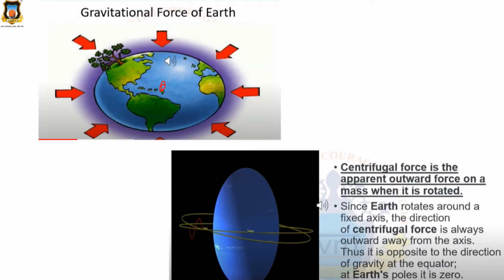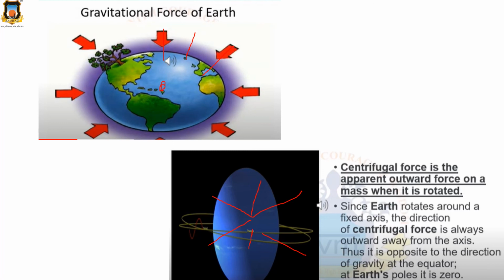And what is centrifugal force? Centrifugal force is the apparent outward force. When the earth is rotating, the force which is thrown out is in the opposite direction. You can see the gravitational force is like this over here, but the centrifugal force is like this. It is in the exactly opposite direction. Clear? So it is the apparent outward force on a mass when it is rotated.